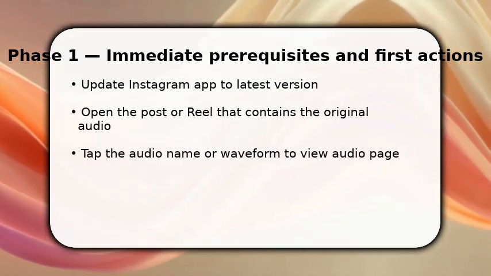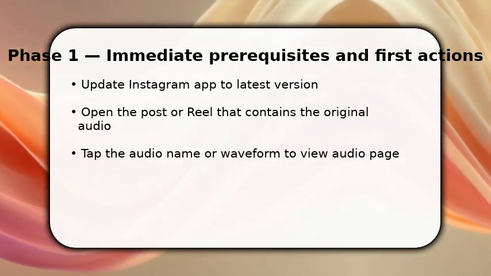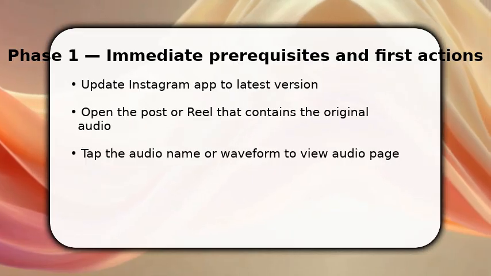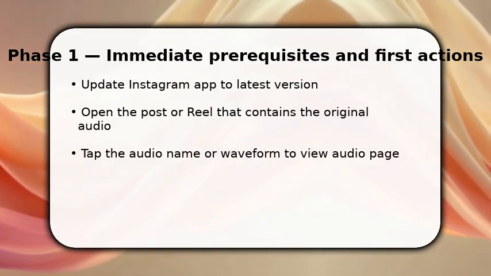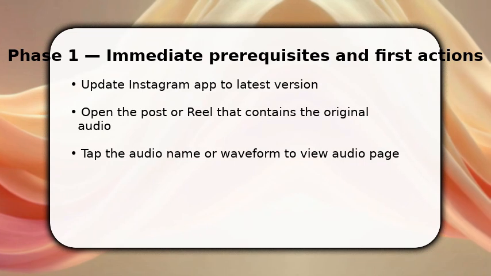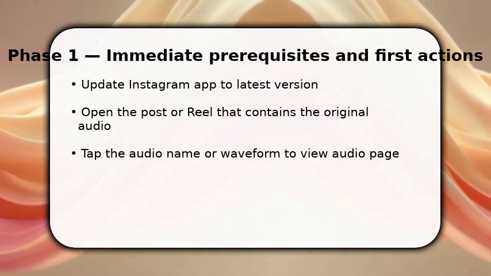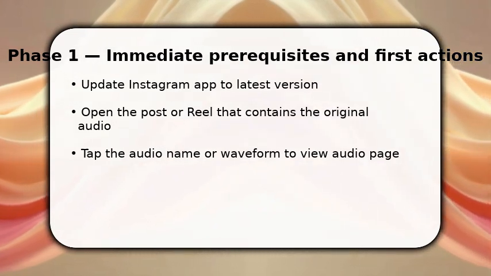Some clips are restricted by creator settings. If you see the three-dot menu, tap it to check sharing permissions. This step gets you directly into Instagram's audio flow, so you can attach the original sound to your story immediately.